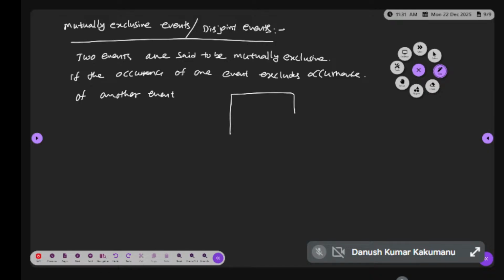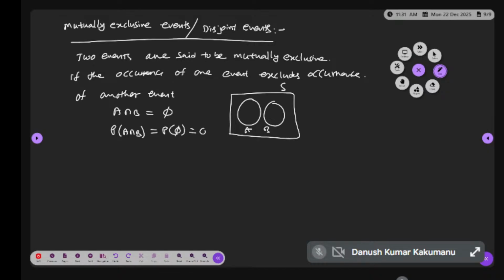The condition for this: in a sample space, events A and B. What is A intersection B here? A intersection B is the null set. So the probability of A intersection B is the probability of the null set. What is the probability of the null set? 0. These are the conditions. So these conditions you may expect directly. Note down the conditions, 2 minutes.